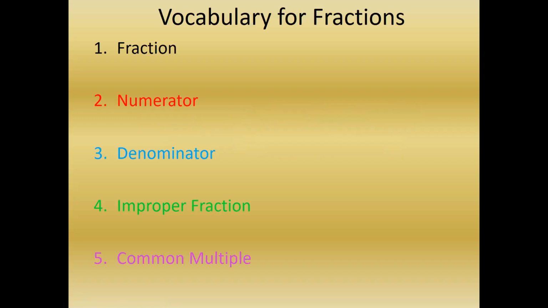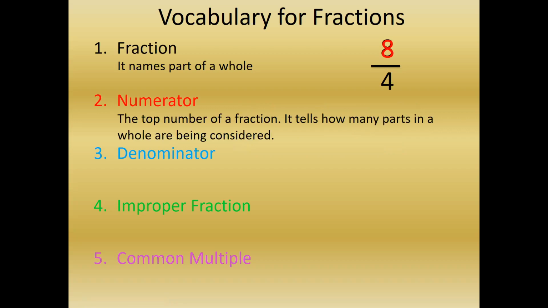So we're going to go through some vocabulary for fractions. We have a fraction. It names a part of a whole. So 8 over 4 is a fraction. Then we have numerator. It's the top number of a fraction. It tells how many parts in a whole are being considered. So 8 in 8 over 4 is the numerator.